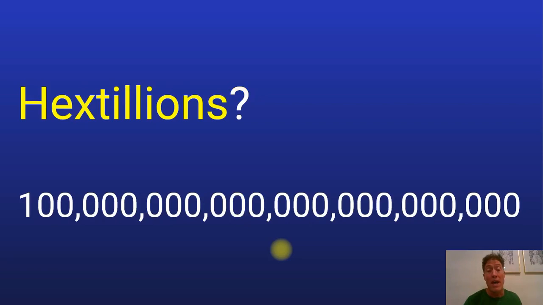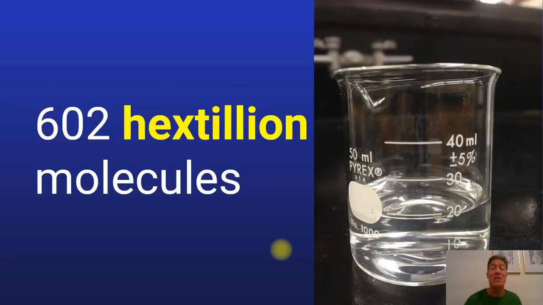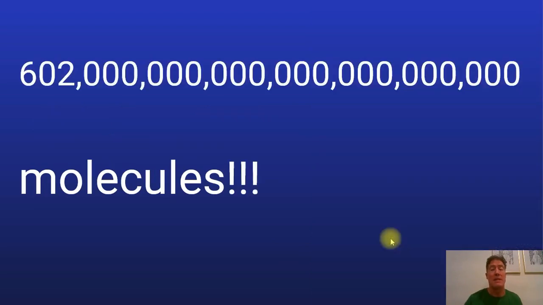No. Hextillions. Yes, there are 602 hextillion molecules in every ounce, or 18 grams, of water. This is how it's written out, right? 3, 6, 9, 12, 15, 18, 21. So 602 followed by 21 zeros.